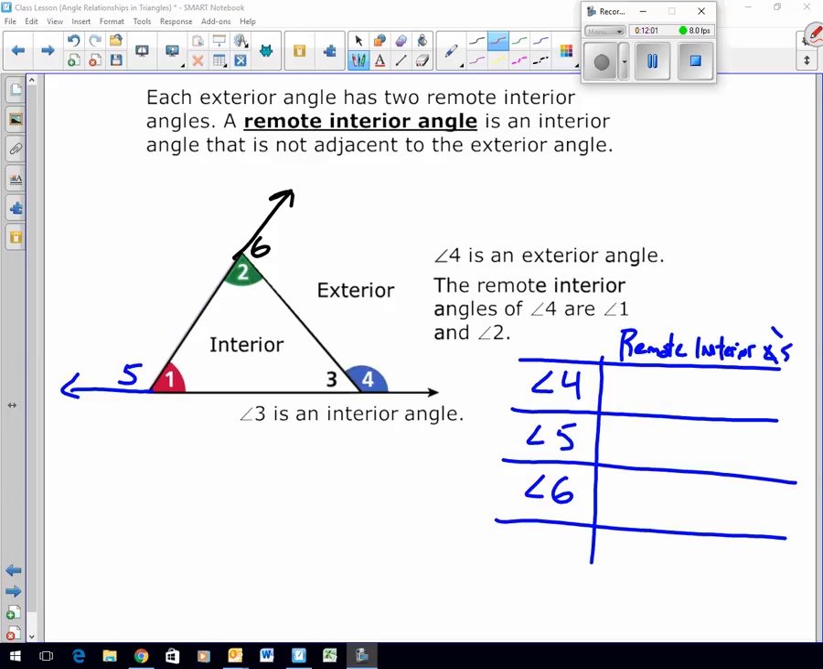Angle 4, what angle's next to it? 3. So what are the other two angles? 1 and 2. So angle 1 and angle 2. So 5 would be 2 and 3. 4. 6 would be 1 and 3. Go through one at a time. What's next to 5? 1. What are the other two angles? 2 and 3. Oh, that's easy.